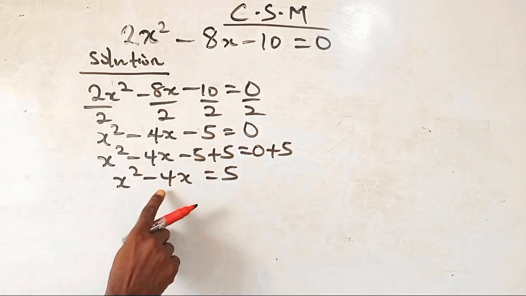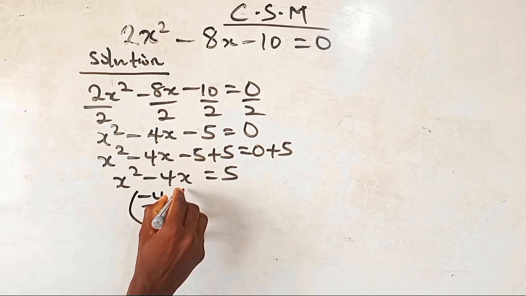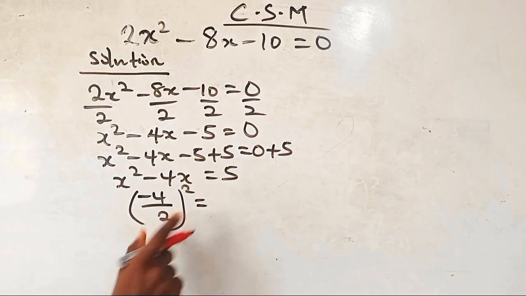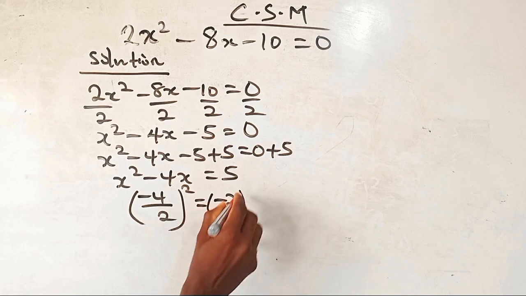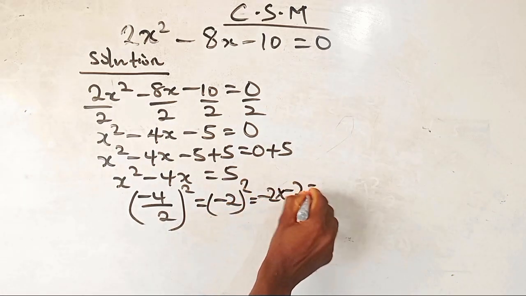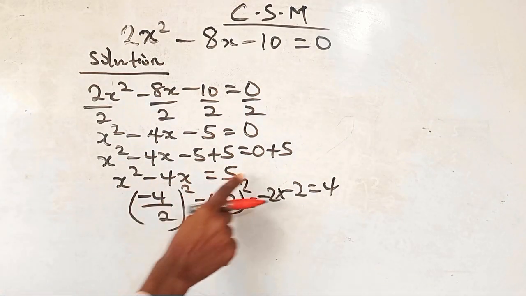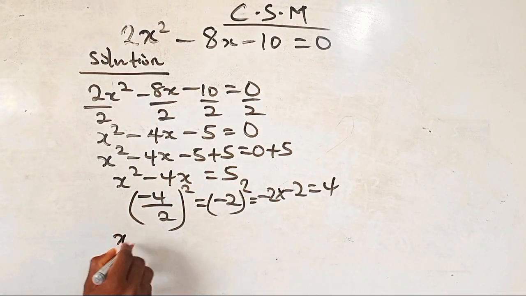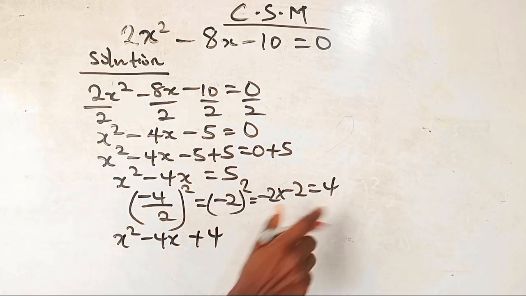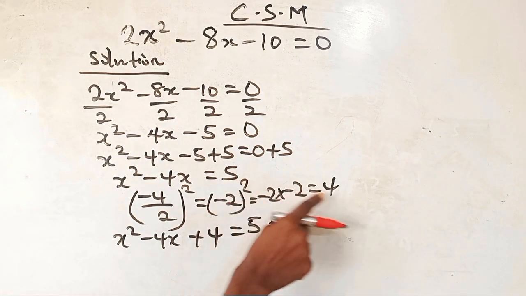The coefficient of x is minus 4. So we divide this by 2 and look for the square of our result. Minus 4 over 2 is minus 2, squared. Minus 2 times minus 2 gives 4. So we add this result to both sides of the equation. Here we have x squared minus 4x plus 4 equals 5 plus 4.